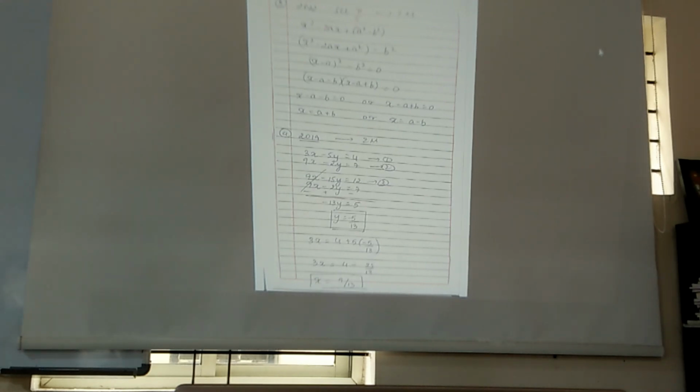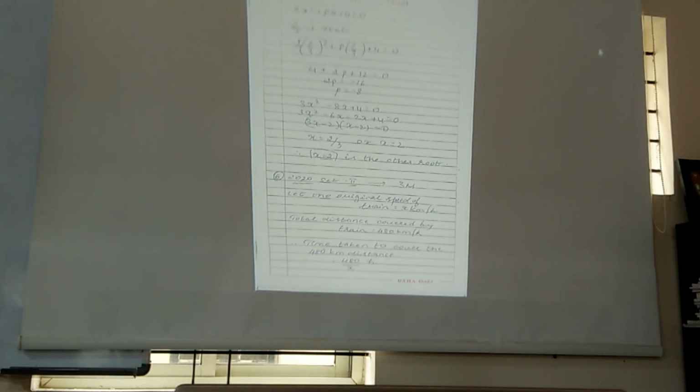Next question, question number 5. One of the roots of the quadratic polynomial 3x square plus px plus 4 equals 0 is given, that is alpha is 2 by 3. Find the value of p. Substitute the root value and you will get p as minus 8. They have asked you to find the other root also. So substitute the p value, you get a quadratic equation. When you solve it, one root is 2 by 3 that you already know, and the other root is plus 2.